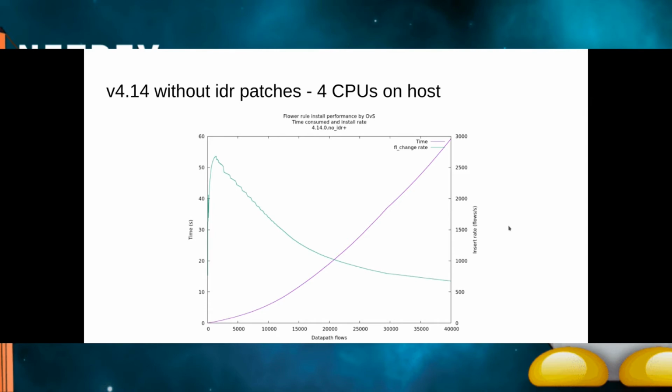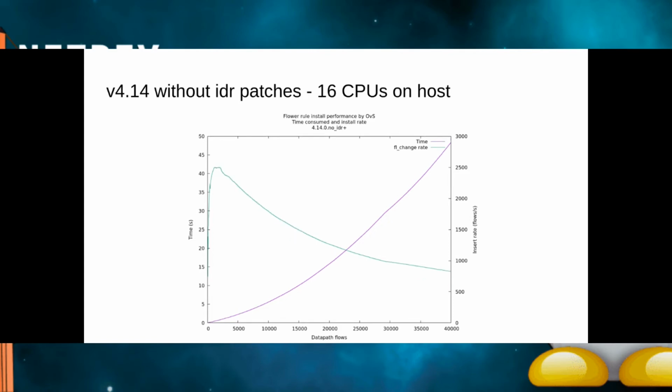Okay, so it really wasn't fast. And then we tried to scale it to 16 CPUs to get the most out of it. It doesn't scale much. It goes to 700 flows per second in the end. And the test still takes almost 50 seconds to learn 40,000 flows.